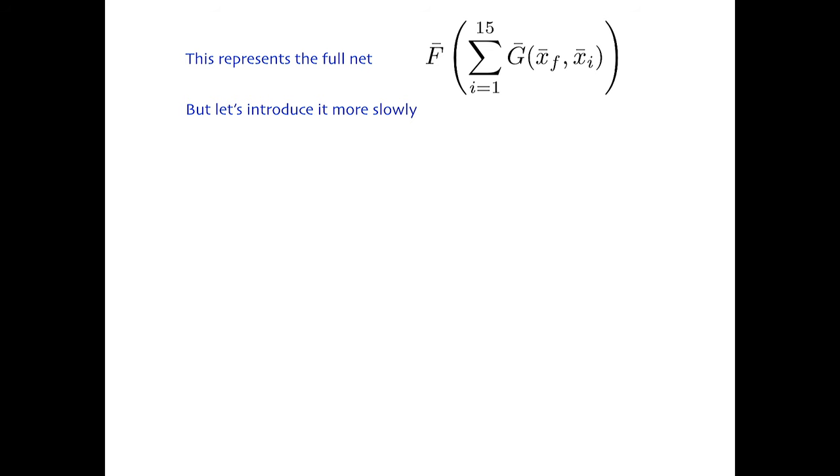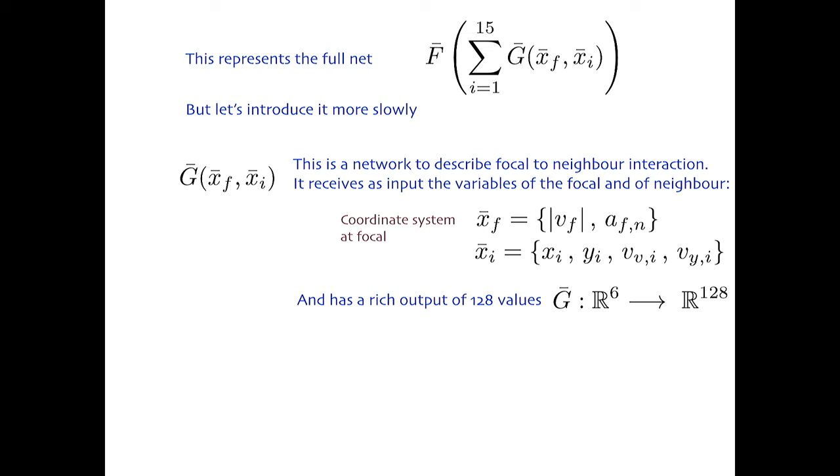So the network can be represented in this way. Now it looks like a little monster, but I'm going to introduce it more slowly. It has one object here, which is a little network that is going to describe the interaction of my focal animal and another animal. I'm going to use a coordinate system centered at the focal, so the focal is at 0, 0, with the velocity pointing in the y-axis. So the variables I'm going to consider for it are going to be the speed and the acceleration in the direction perpendicular to the speed.